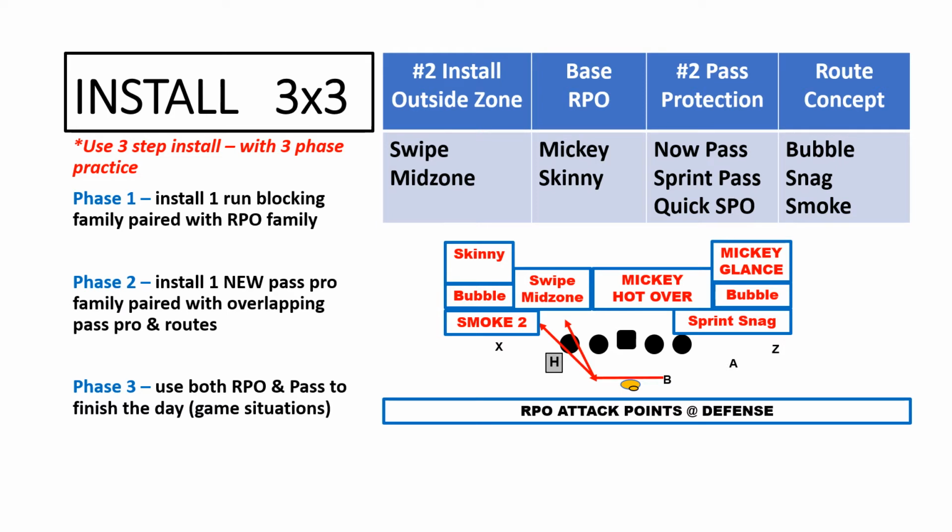Then phase 2, we'll go with the pass pro. What we're going to do is pocket pass and sprint pass, because again, we're using that outside zone blocking and route concepts there. And then step 3, phase 3, we're going to go ahead and run both the RPO and the pass, finish up with game situations.